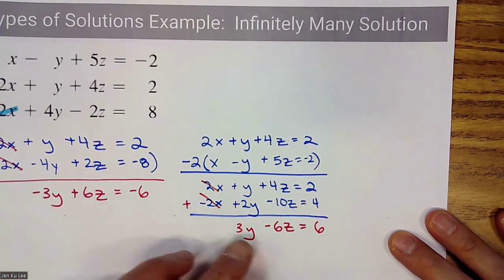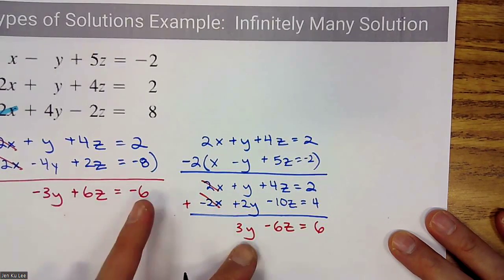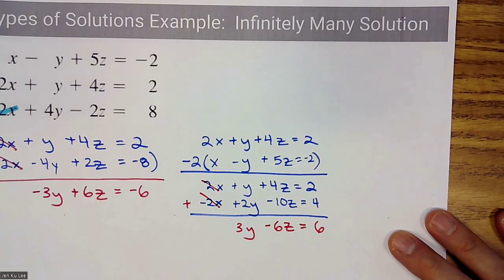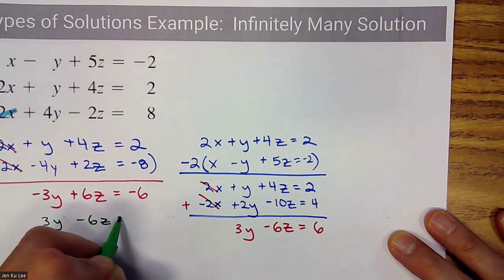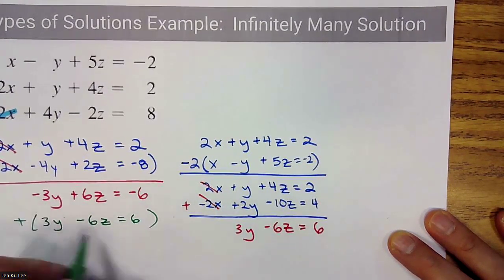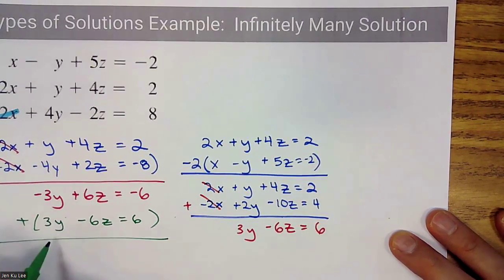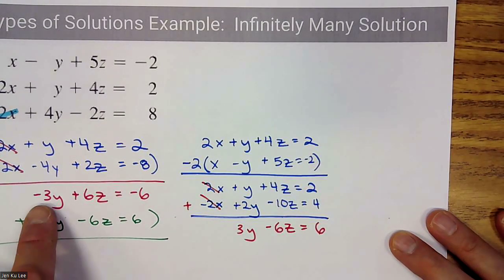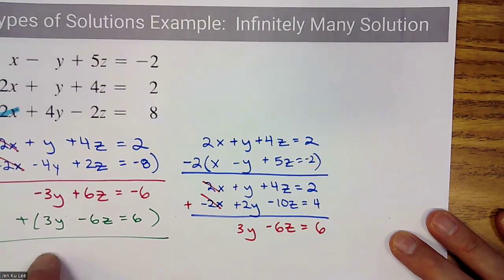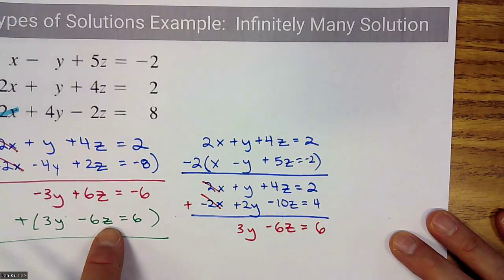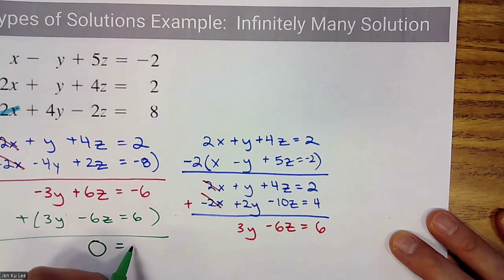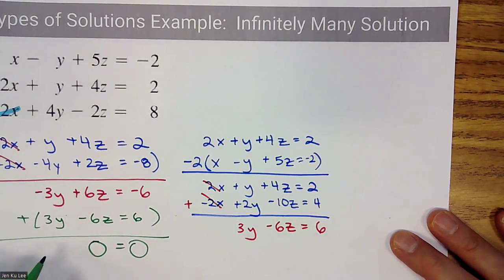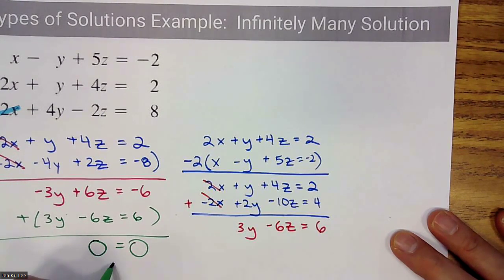So here and here, I'm going to add these together. So I'm just going to write down the second equation here, right? And then add it. If I add it, all of these become 0, right? Negative 3y plus 3y, that's a 0. 6z minus 6z, that's a 0. So I have a big fat 0 here. Negative 6 plus 6, that's a 0, right? That's a true statement. 0 equals 0, true statement.